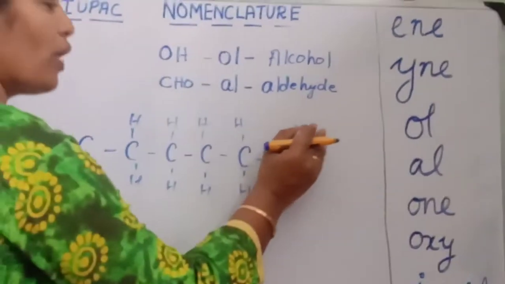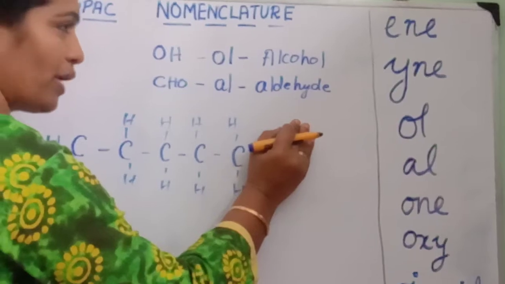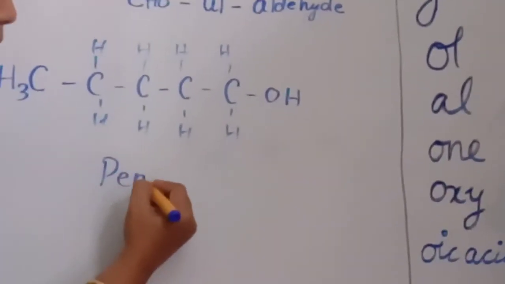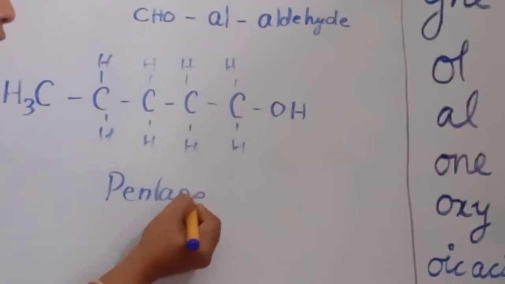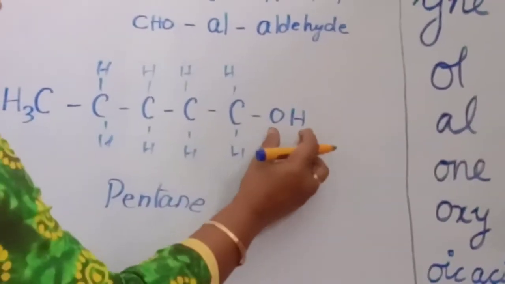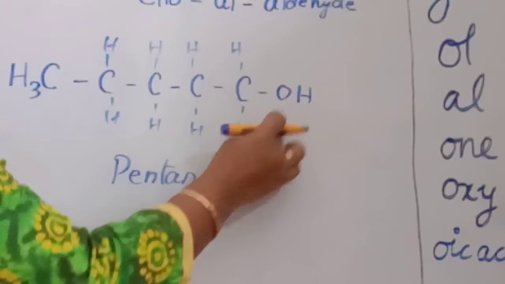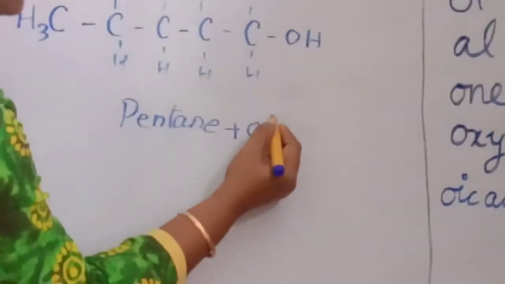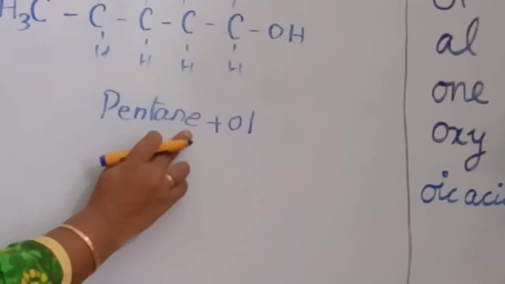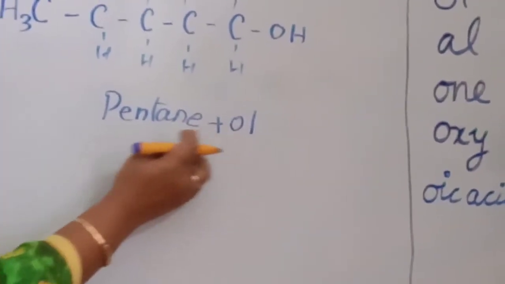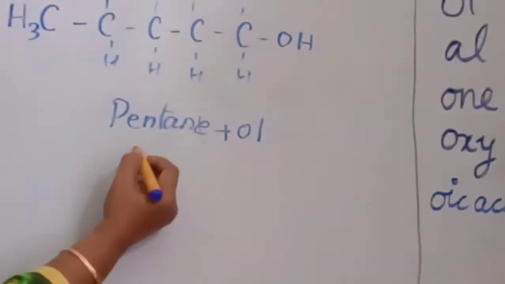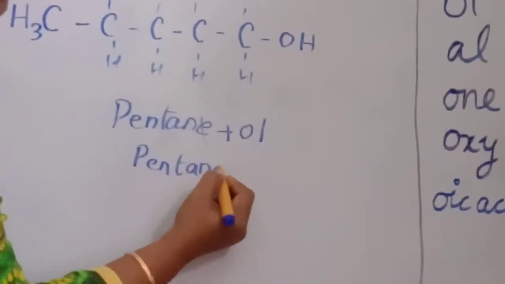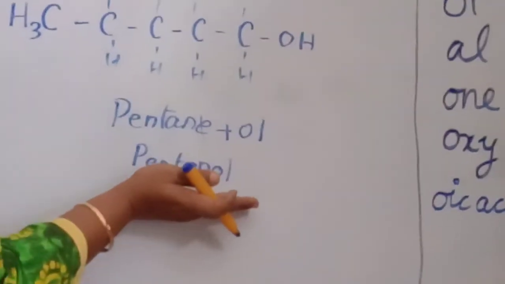Now if this OH is not there, the name of this will be pentane. If the OH is not there, the name will be pentane. Now we have alcohol, so it will be pentane plus ol. So I am removing this E, your 2 vowels are here, so this E is removed. It is pentanol. Now this is the IUPAC name.